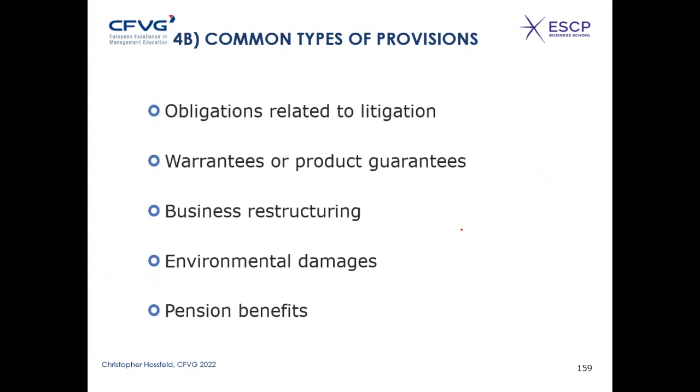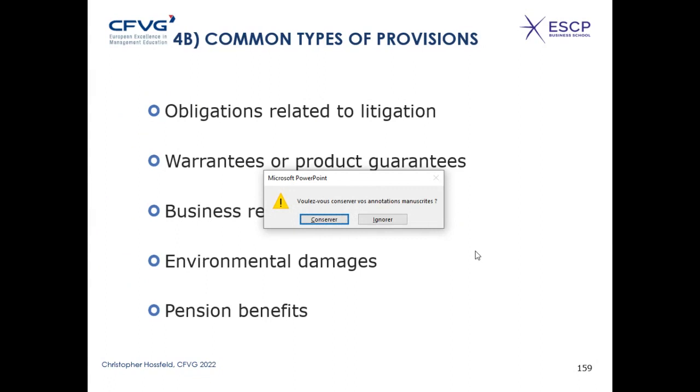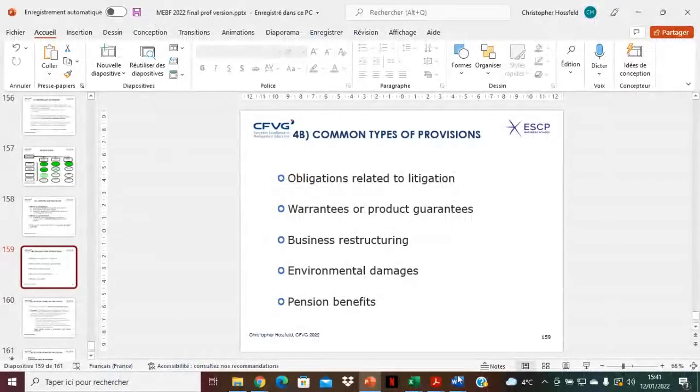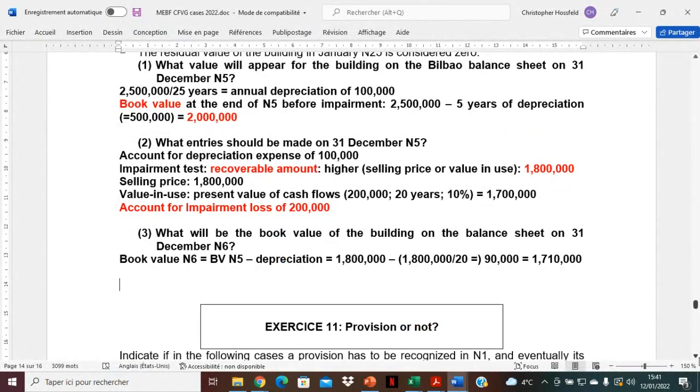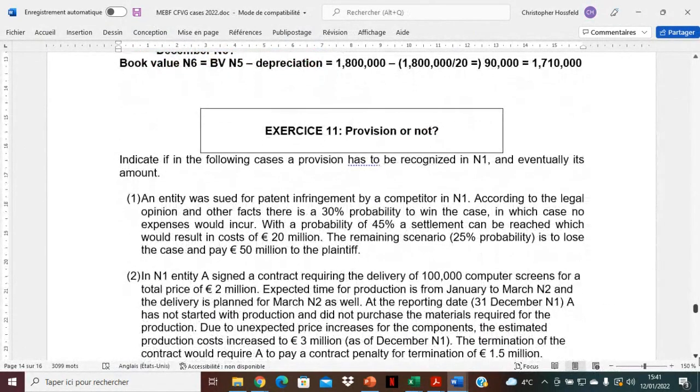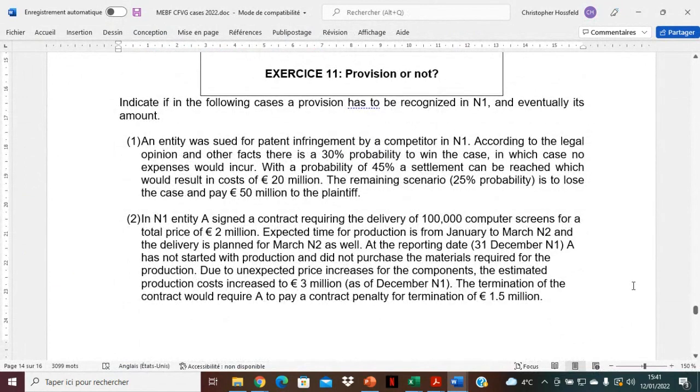So let's do exercise number 11 to see how this works. In all those cases, we need to see if we account for a provision or not. That means the 4 criteria have to be checked.